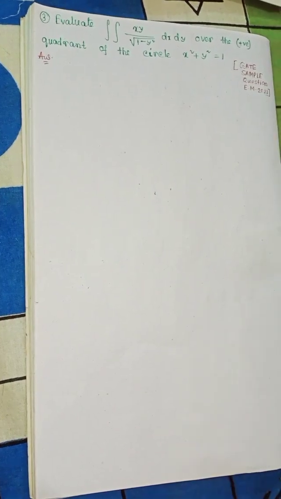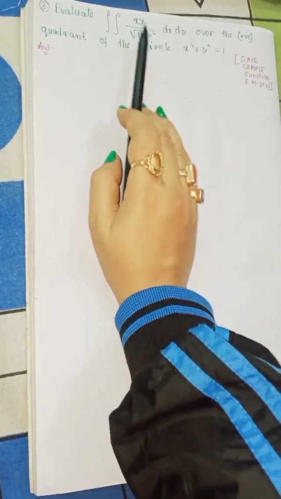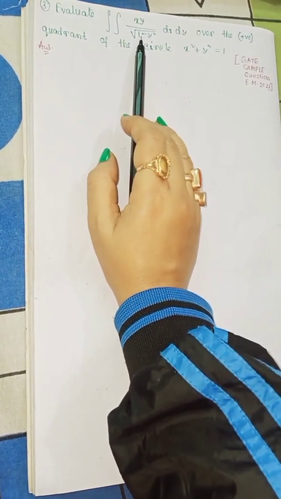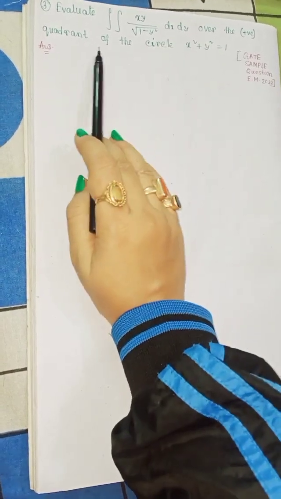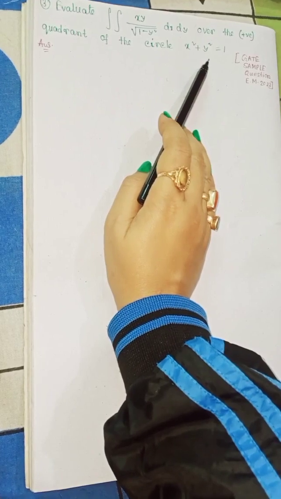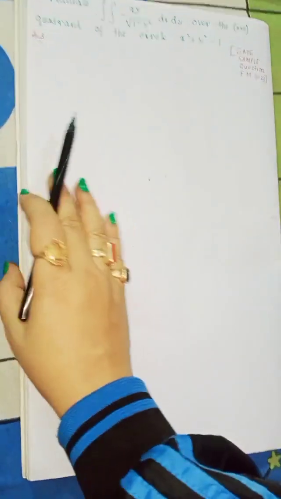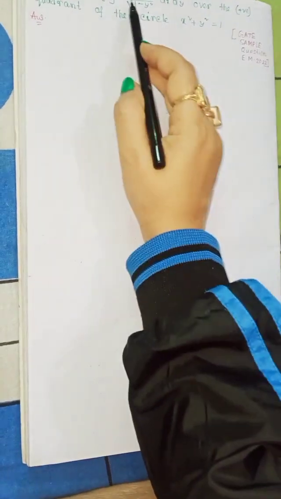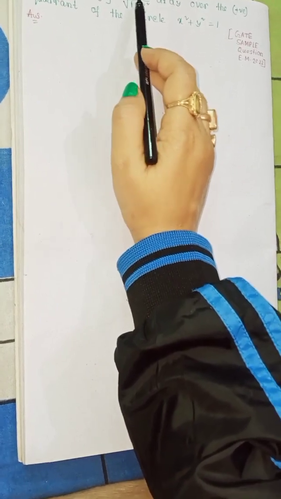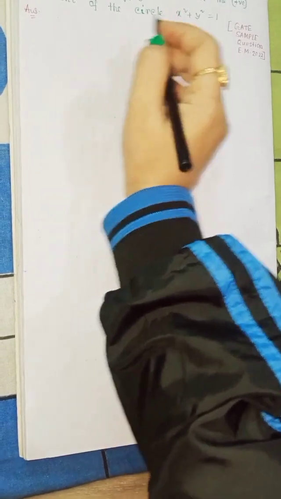Today we solve GATE sample question 2022 for engineering mathematics. Evaluate the double integration of xy divided by root over 1 minus y squared, dx dy, over the positive quadrant of the circle x squared plus y squared equals 1. So this is the question on double integrals, and here is given a double integration of xy divided by root of 1 minus y squared, dx dy.